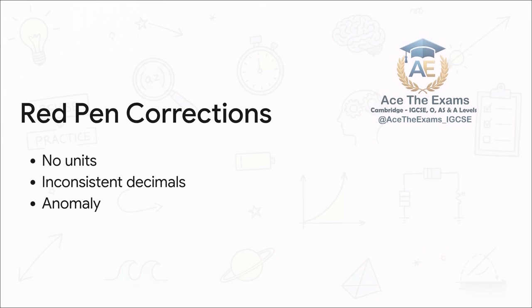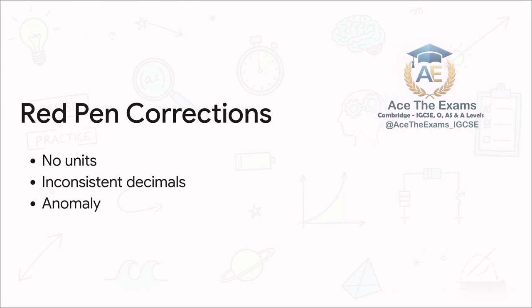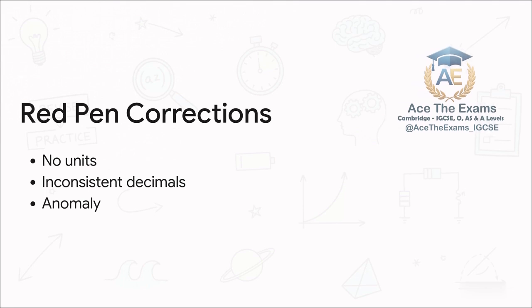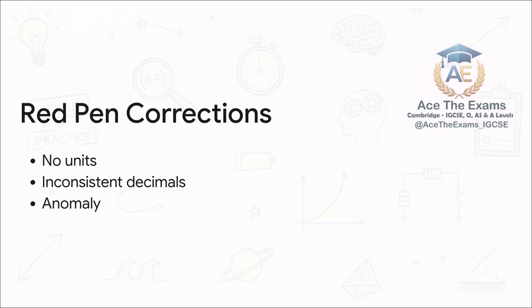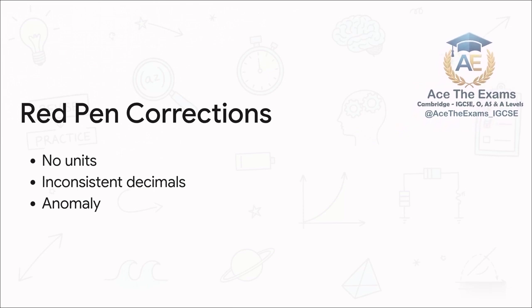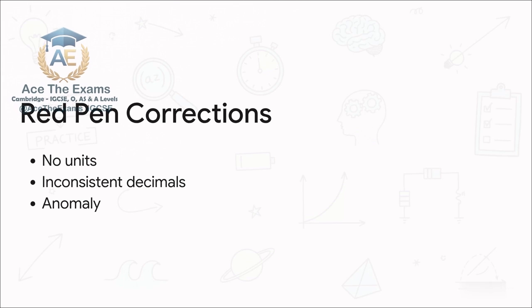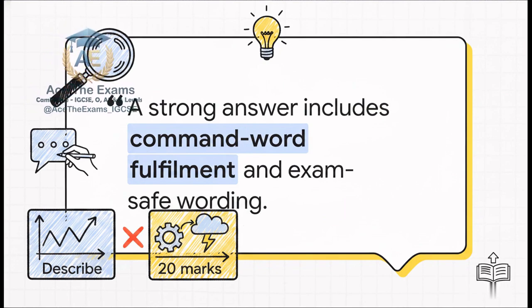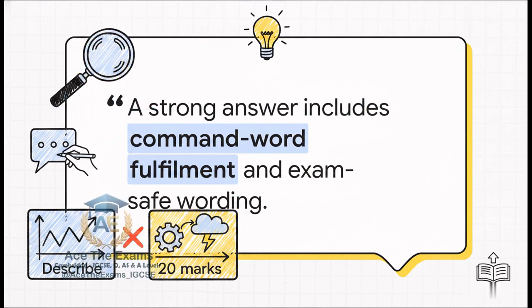Finally, the length column, 0.5, 0.50, and then out of nowhere, 0.9. That 0.9 is a glaring anomaly, probably a misread of the meter rule. If you just ignore it and average it in with the rest, you've completely invalidated the reliability of your data. So, here is that secret clue I mentioned earlier. Identifying the anomaly, that's your scientific reasoning, but communicating it properly requires our fourth step, command word fulfillment. A strong answer includes command word fulfillment and exam-safe wording.